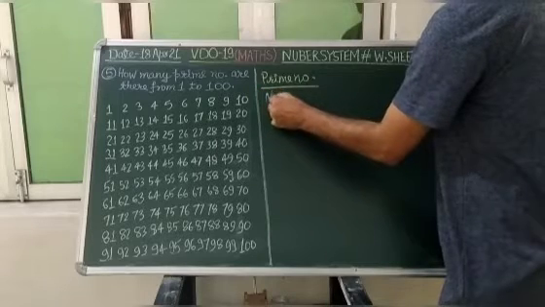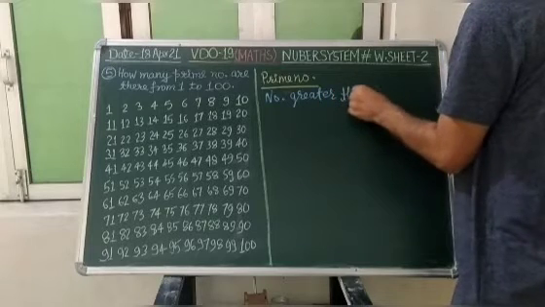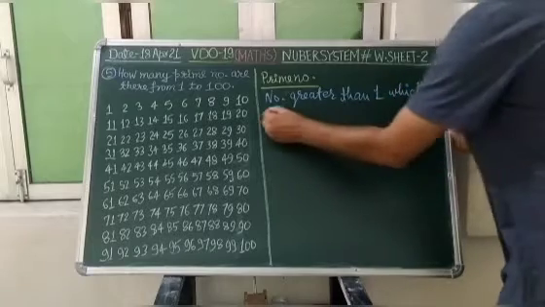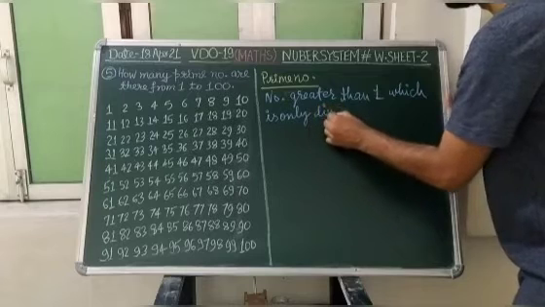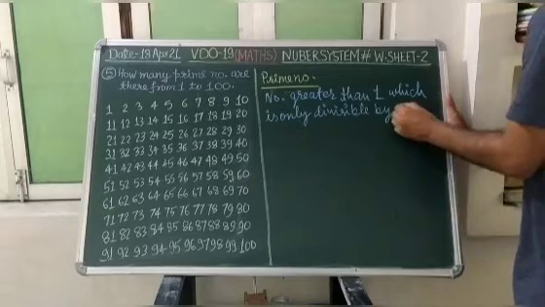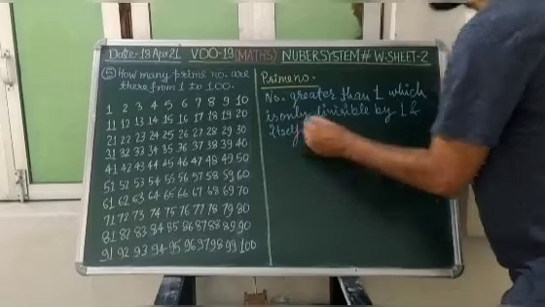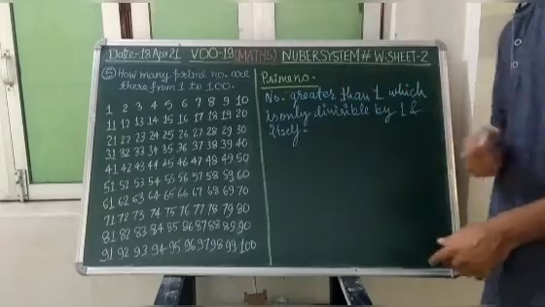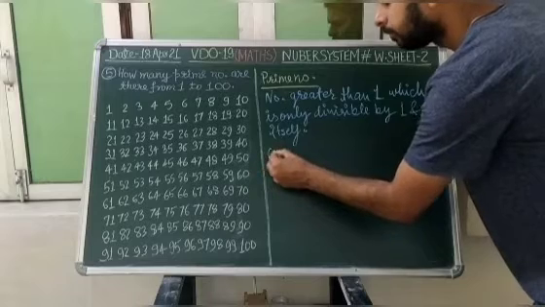A number greater than 1 which is only divisible by 1 and itself. So a number which will be only divisible by 1 or the number itself will be called our prime number. So what will be the composite number?